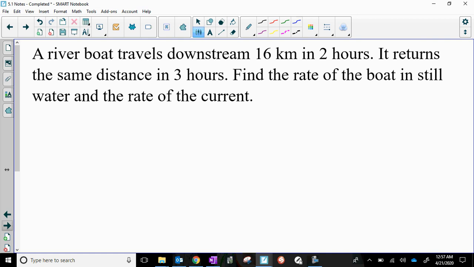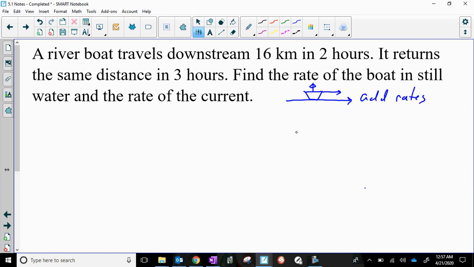For our last example, we're going to do the classic college algebra linear system problem. We're going to do something with a current. Okay. So if you're going with the current, water's moving this way, and your boat is moving this way. So when you go with the current, you're actually going to go faster because you would add the rates.